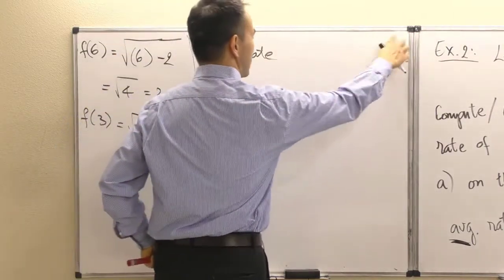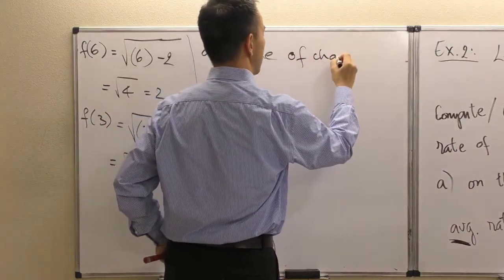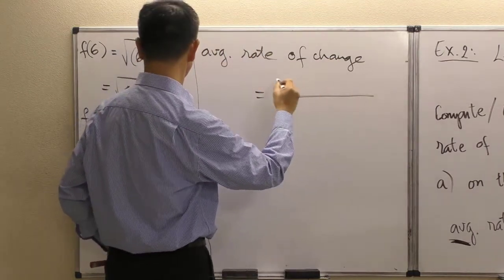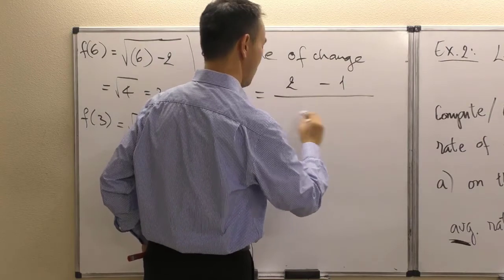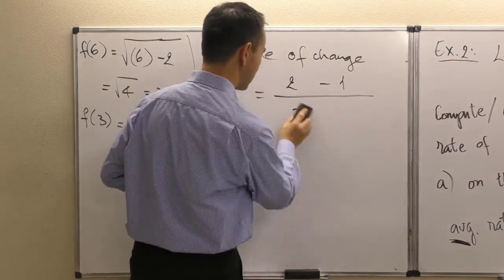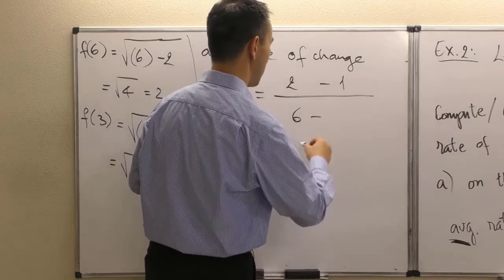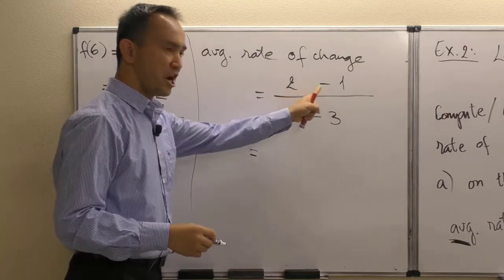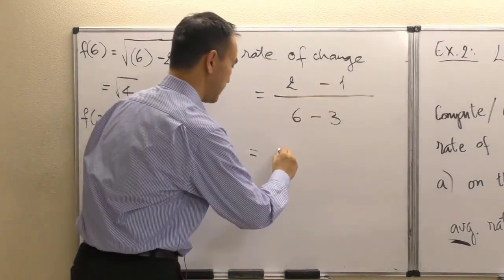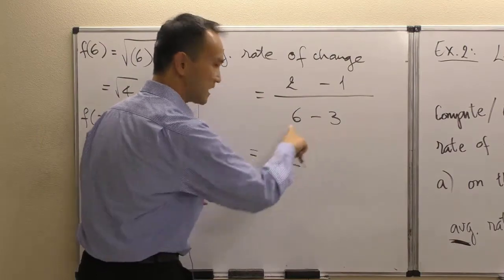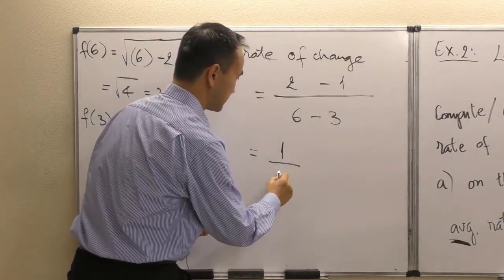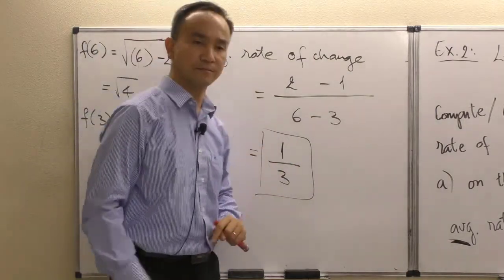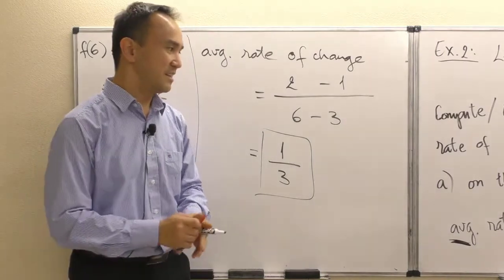Okay, so that average rate of change we can calculate as 2 minus 1 over 6 minus 3. All right, so now the change in the y value turns out to be positive, and the change in the x values is always positive. So it's 1/3, and for this problem, it's a rise over run.